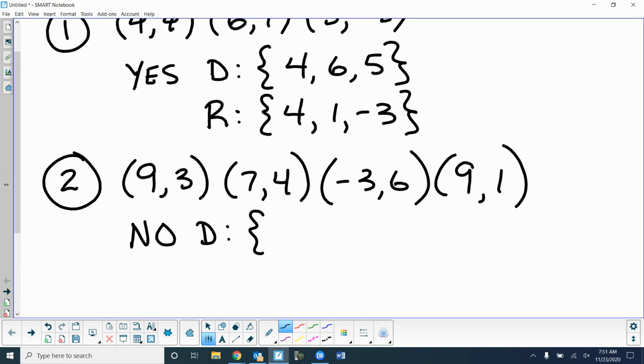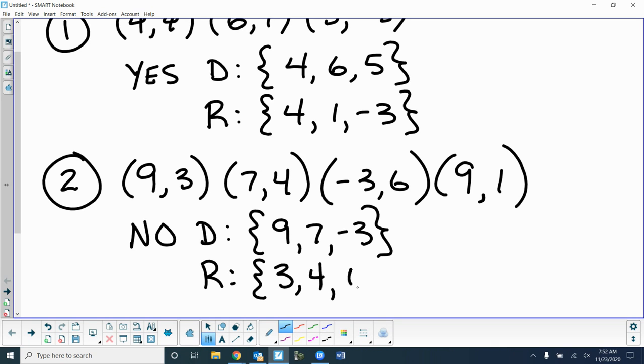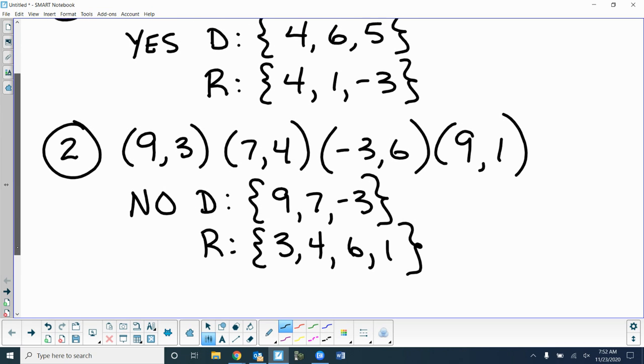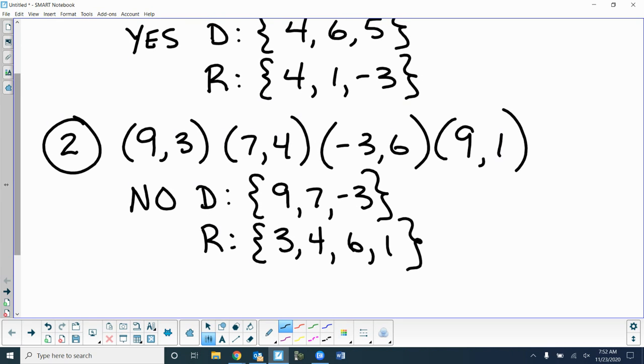So 9, 7, -3 would be my domain. And then my range would be 3, 4, 6, and 1. Again, if you want to put them in the correct order as far as number-wise, littlest to biggest or biggest to lowest, that doesn't matter. The order doesn't matter on your domain or range. Just make sure you have each element. So those two are really easy. Don't mess them up.